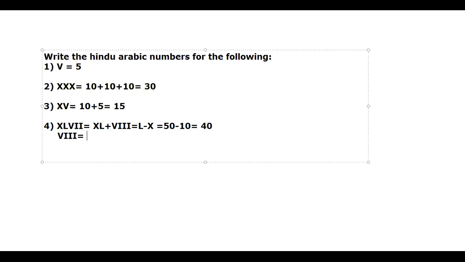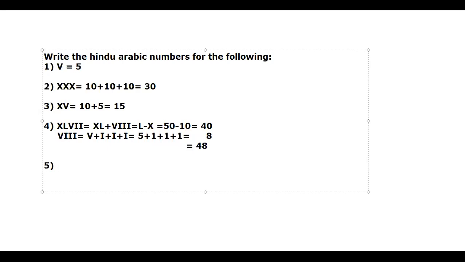VII. This is addition. So you can simply go for V plus I plus I, which is 5 plus 1 plus 1, so it is equal to 7. So what is the answer you'll get? 40 plus 7? Yes. So that is the reason this is 47.